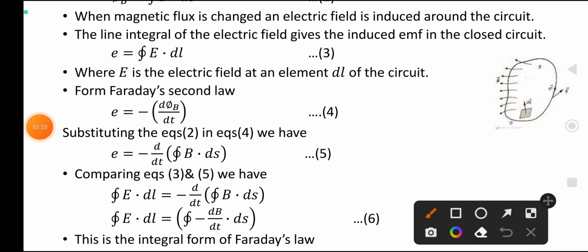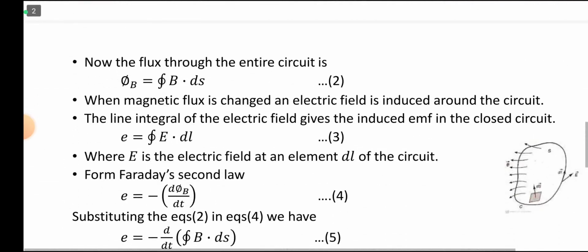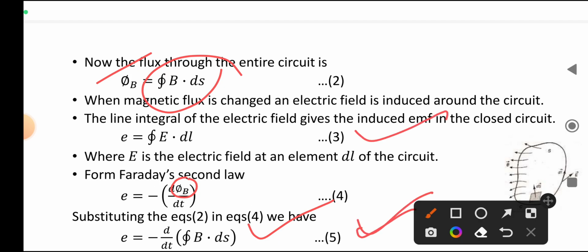Now, from Faraday's second law, we know E is equal to minus dφB by dt. The φB term is given in equation 2. So what is equation 2? Equation 2 is φB equals integral of B dot ds. Take that value and substitute it here. So E is equal to, let it be equation number 5. Now compare 3 and 5. E is also E, so these two are equal, then this side is also equal.